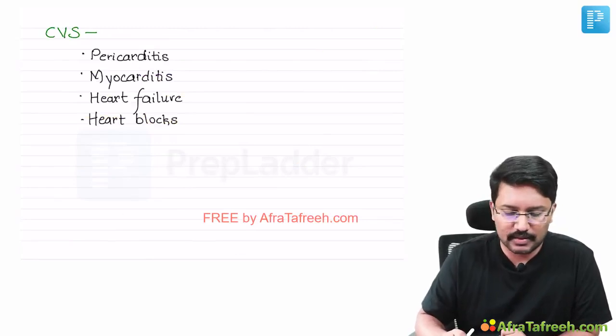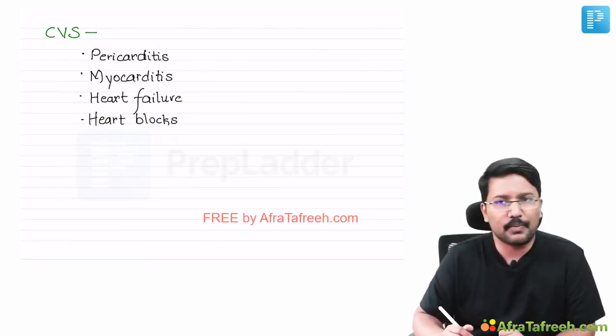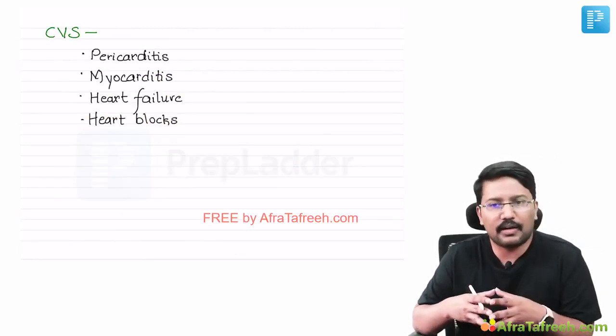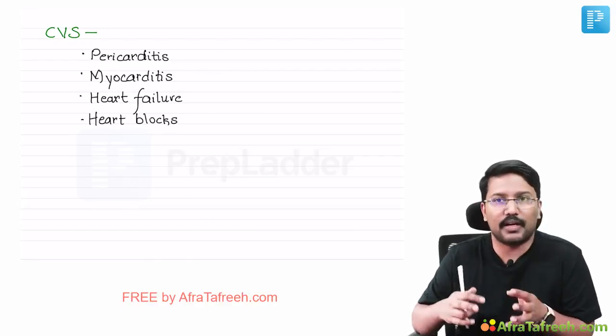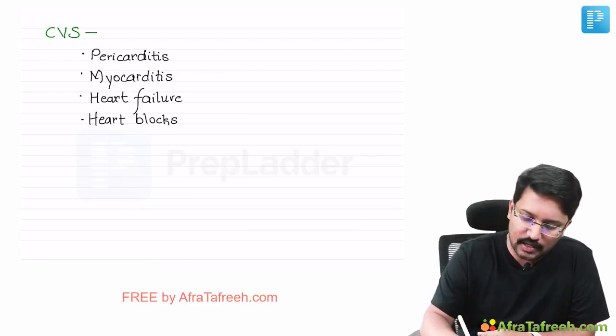Okay. That's all about the musculoskeletal complaints. Now coming to CVS. In CVS, almost any part of the heart can be involved. Patients can develop pericarditis. Patients can develop myocarditis. Myocarditis may go on to cause heart failure, and there may be certain heart blocks also.